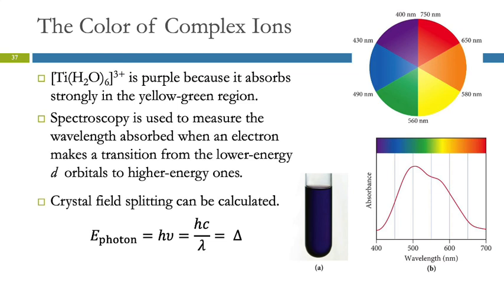So the crystal field splitting energy can be calculated by looking at the wavelength of light that is absorbed. The energy of a photon of light is equal to Planck's constant times the frequency, which is the same as Planck's constant times the speed of light divided by the wavelength. So these are the wavelengths of the transitions between the different colors. And so we can actually calculate that.